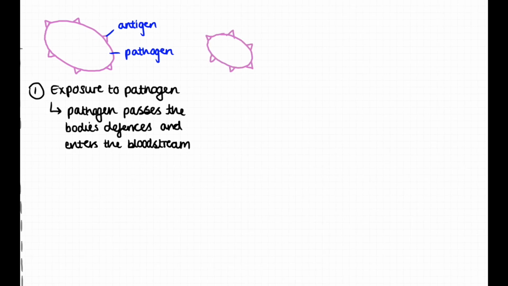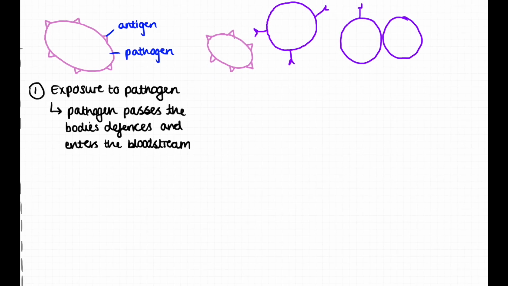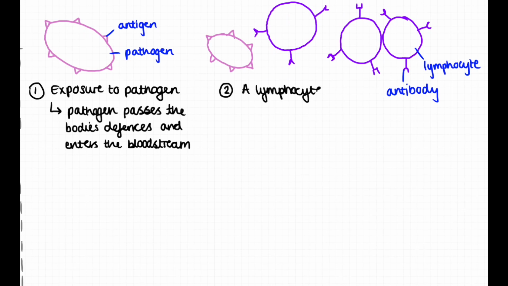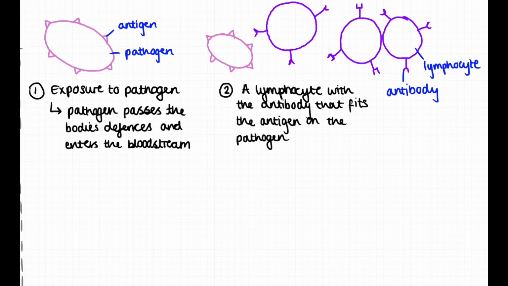Now we need the help of lymphocytes. So lymphocytes are those white blood cells that produce antibodies. And they exist in our bloodstream naturally, and we have lots of different lymphocytes that have lots of different antibodies of lots of different shapes. The lymphocyte that has the antibody that is a shape that matches the antigen on the invading pathogen will be able to bind to the invading pathogen, which causes that lymphocyte to become activated.